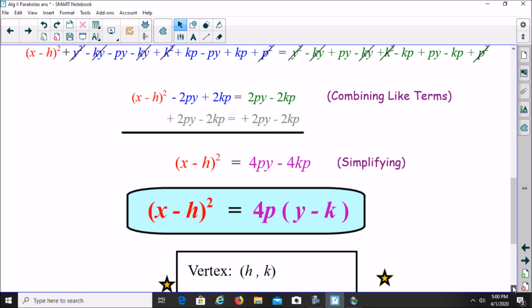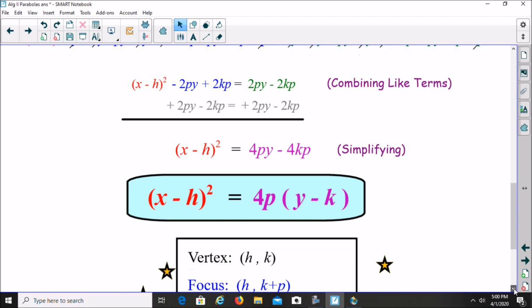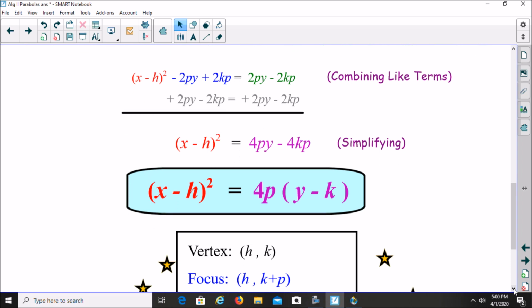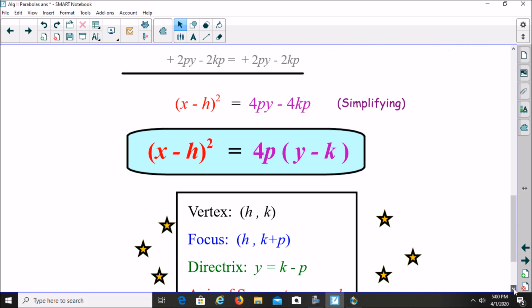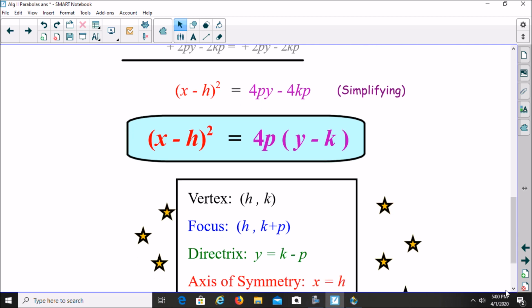The vertex from our picture, recall, was h comma k. The focus was located at h comma k plus p. The directrix is y equals k minus p. The axis of symmetry is the imaginary line that would run between the vertex and the focus. It provides a mirror image on either side of the line in the parabola. Since both the vertex and focus have the x-coordinate h, the axis of symmetry is the equation x equals h.